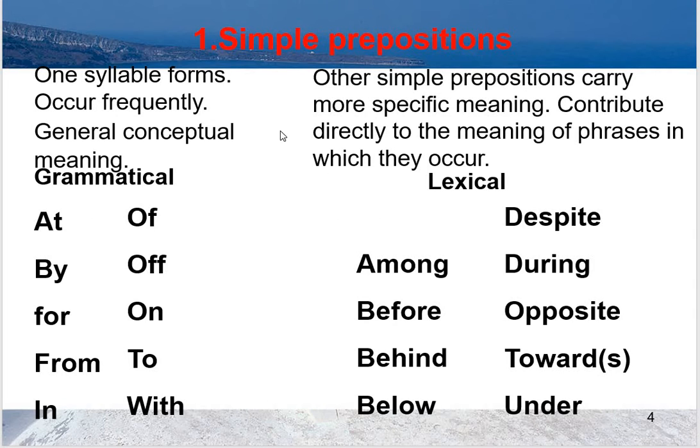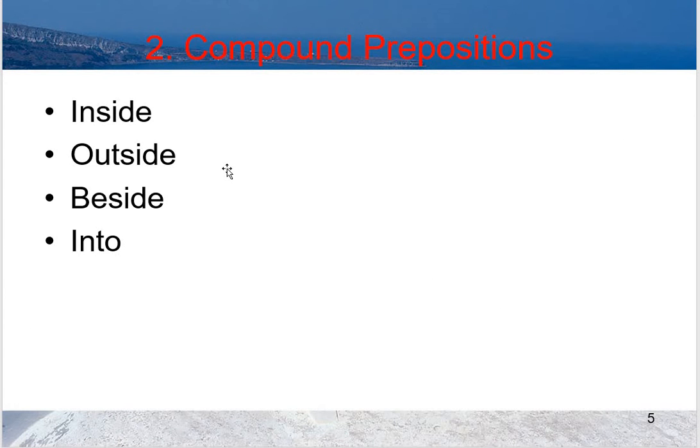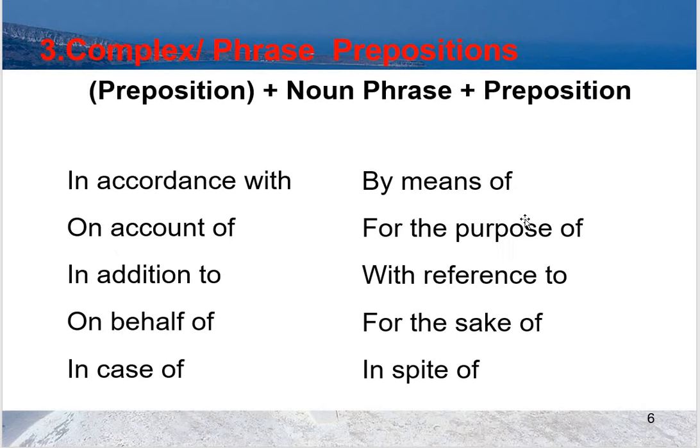Now we'll discuss simple prepositions. They are one syllable forms. They occur frequently in English language, and they are at, by, for, from, in, of, on, to, with. Other simple prepositions carry more specific meanings, contributing directly to the meaning of phrases in which they occur: despite, among, during, before, opposite, behind, towards, below, under. Compound prepositions: inside, outside, beside, into.